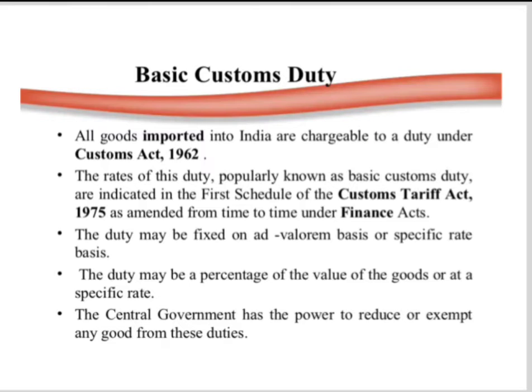The duty may be fixed on an ad valorem basis or specific rate basis. Ad valorem means based on the value of the product. The duty may be a percentage of the value of the goods, or at a specific rate based on the quantity. The central government has the power to reduce or exempt any goods from this duty. So only the central government has the power to exempt from the customs duty.